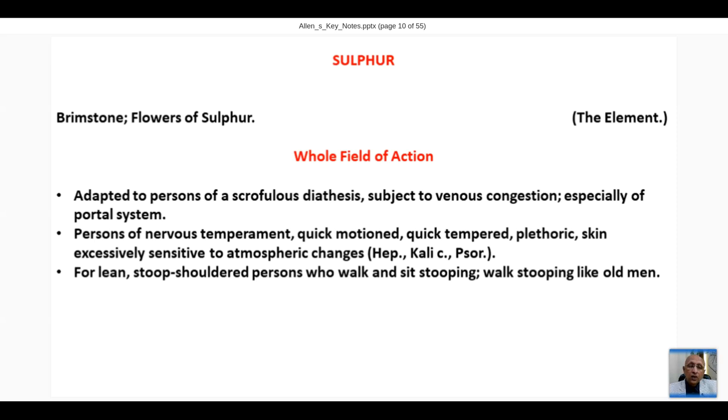So the first two lines mention the whole field of action, and from the third line or third paragraph, the next 3 to 4 or 5 pages tell you something regarding another thing. So what is written over there? For lean, stoop-shouldered persons who walk and sit stooping, walk stooping like an old man, and they come to you in this manner and they sit in front of you. They are young but look old. See, this is the entry point.